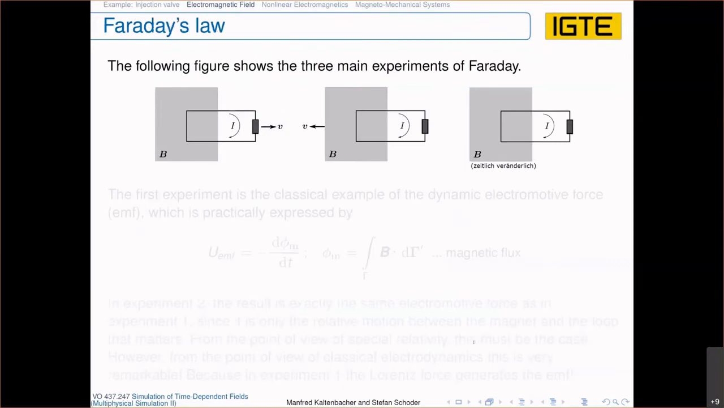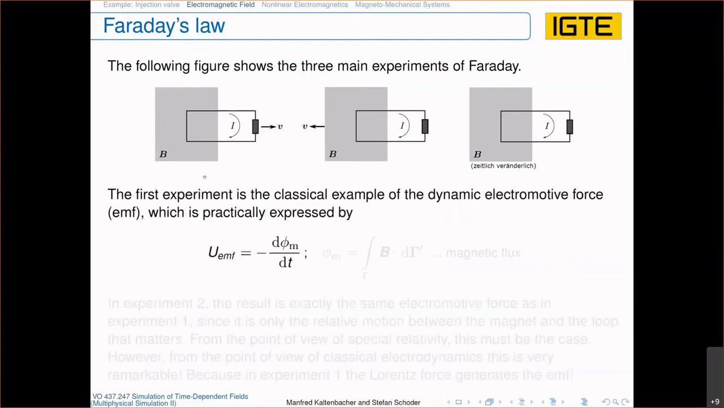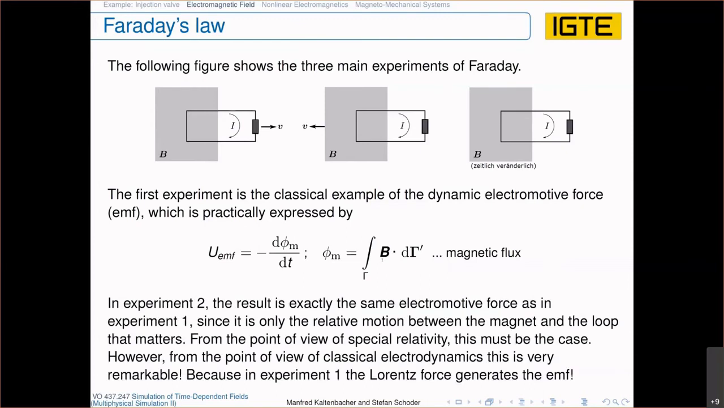What is important for us is Faraday's law, so how a magnetic field generates an electric field. And these are the three experiments, and the classical experiment is experiment 1. You have a moving loop in a magnetic field, and you can compute the electromotive force voltage by the total change of the magnetic flux, which is just a cross-sectional integral over the magnetic flux density. However, if you look at experiment 2, then you cannot describe this in this sense, because we have the loop being stationary, and just this part here where you have the magnetic field is changing.